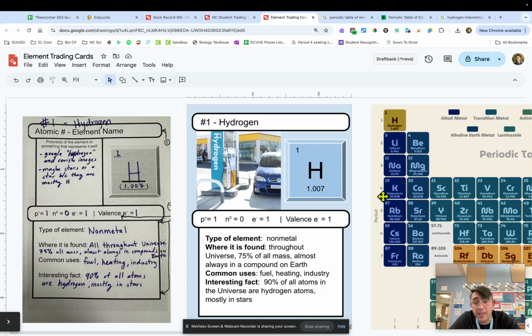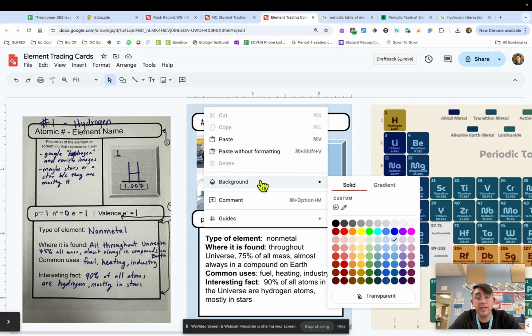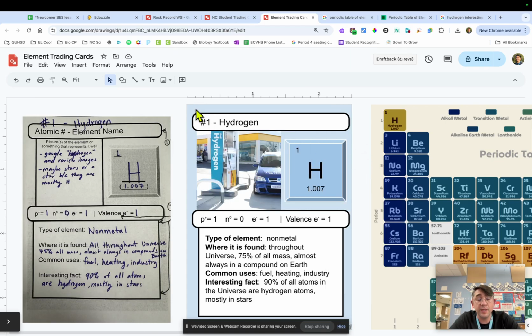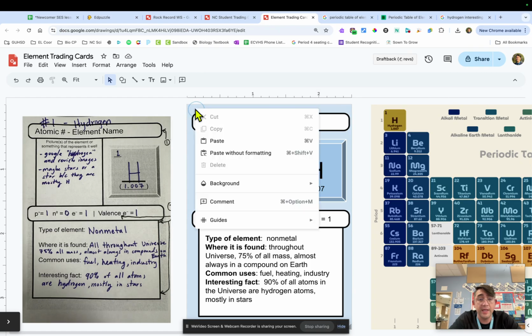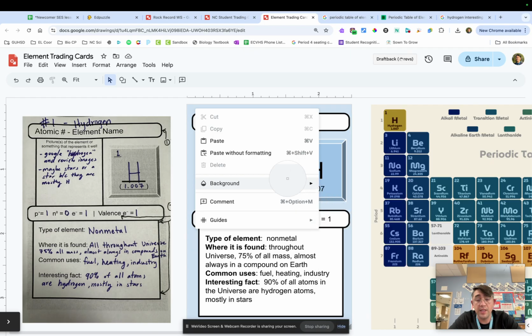The next thing is I'd like you to take the coloring from this, right? So this is a non-metal. So anyone else's card who has a non-metal should be the same as yours. How I'm going to do that is I'm going to right click on my background. Okay, so background, right click. Then that was a 2-finger click, so let me do that again. So 2-finger click. Two fingers on your trackpad, click on the background, go down to background, go to pick custom color. You'll see this little circle show up.